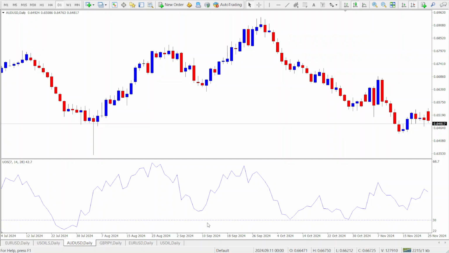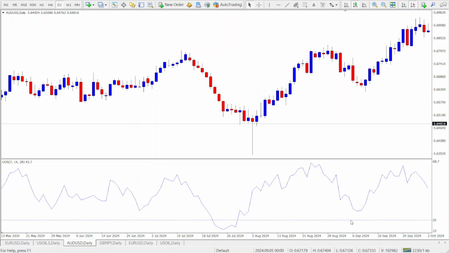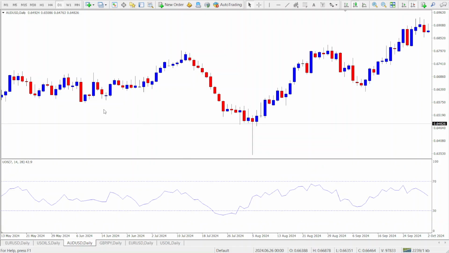I'm just going to change these settings to give it a fixed value because we can see that there is a 30 level for oversold and a 70 level for overbought. I'm just going to set the levels so we can see it clearly. Looking at the indicator, levels above 70 show an overbought condition, and levels below 30 show an oversold condition.